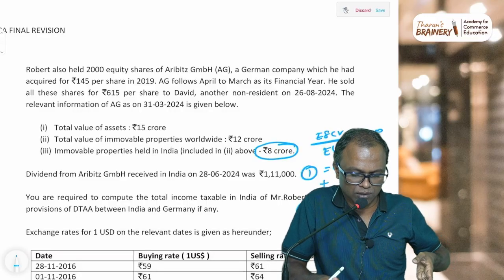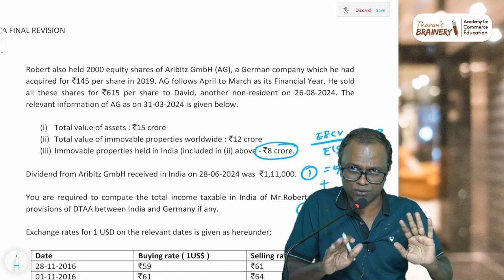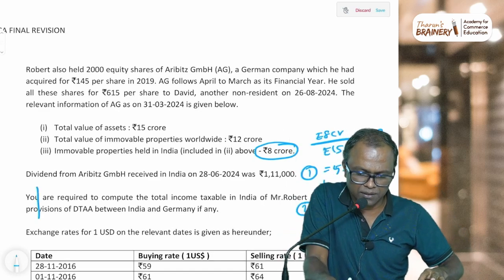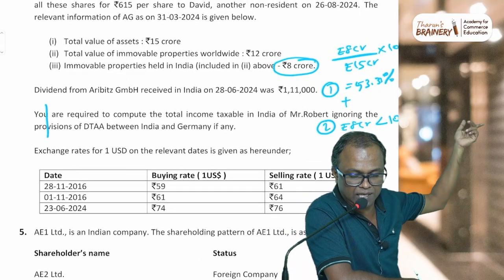You are required to compute the total income, ignoring the provisions of double taxation avoidance agreement. So assume there is no DTA agreement. Then they have given the details regarding the foreign currency fluctuation, that is only for the purpose of the first part calculation, Indian share.